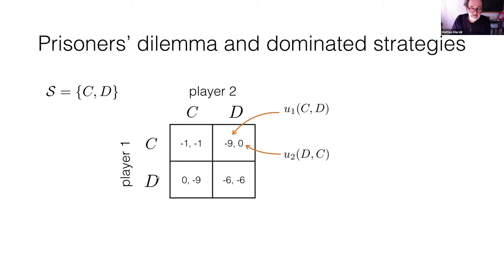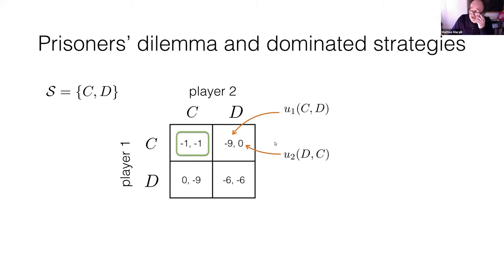Strategy D is the one where player one confesses, okay? So, if they both don't confess, they stay in prison for a while, but then they are released. If player one confesses and player two does not, then he will be free, but player two will go to jail for a long period, say 9 years, okay? But if they both confess, they both will go to prison for, say, 6 years. So you can represent this game in normal form with this table, where in each cell the first number is the payoff of the first player given the strategies that the first player and the second player choose, and the second number is the payoff of the second player. Okay.